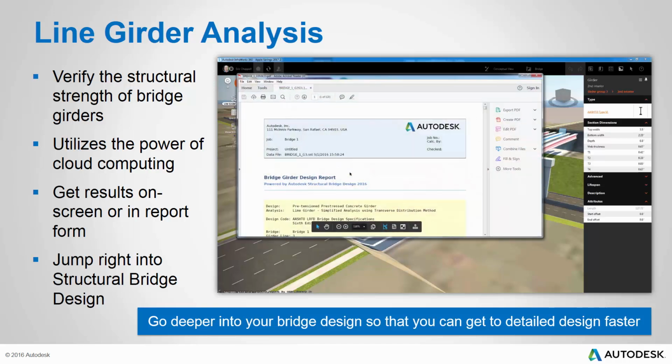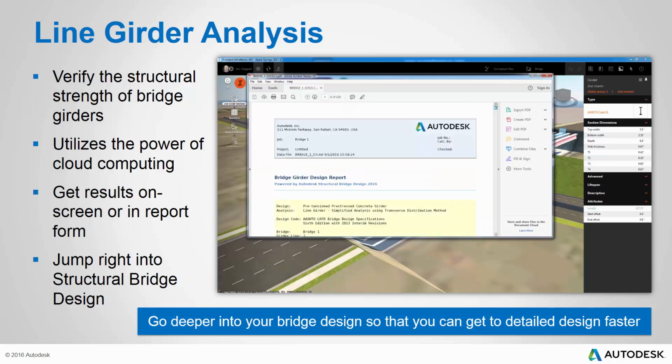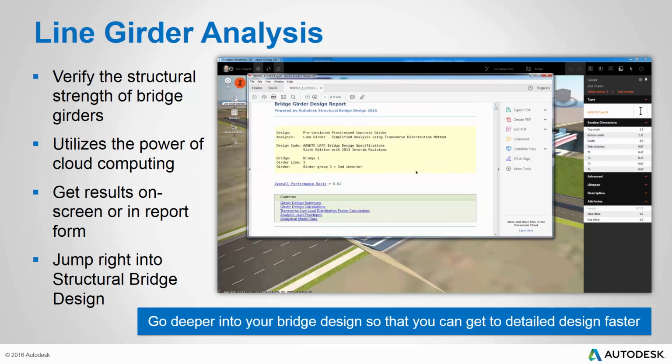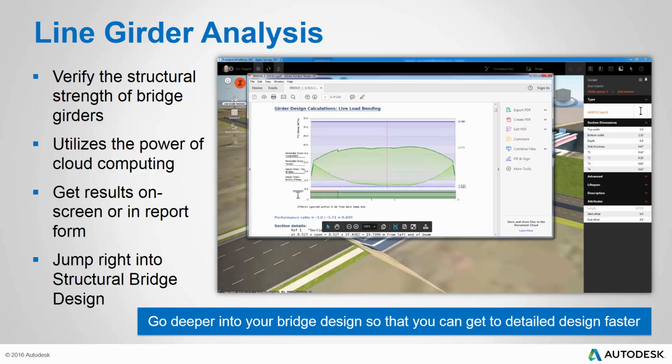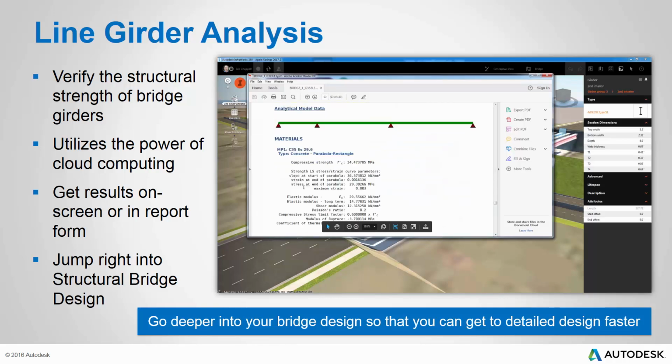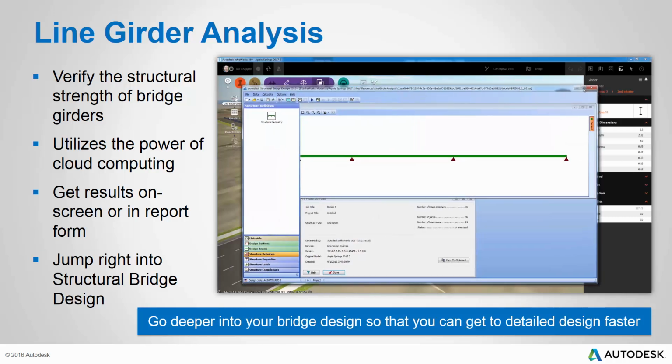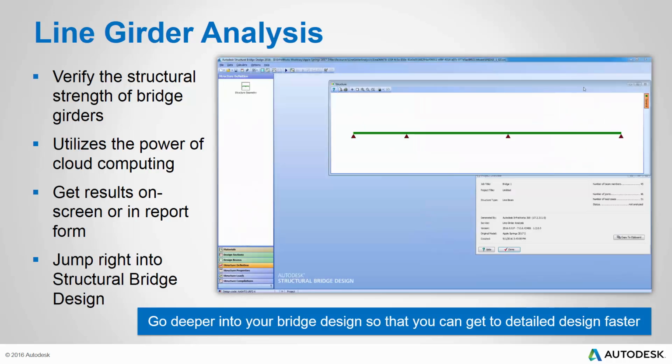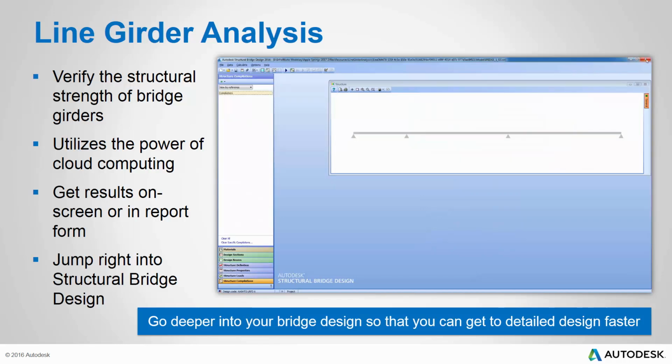The report ends up on my desktop in the form of a PDF, and I can scroll through it, or I can navigate the table of contents to view the different information available in the report. Finally, I can take this information and open it in Autodesk Structural Bridge Design to continue with the detailed design and documentation of my bridge.